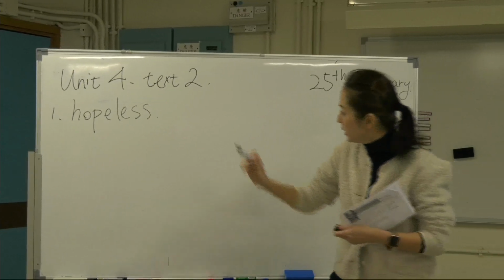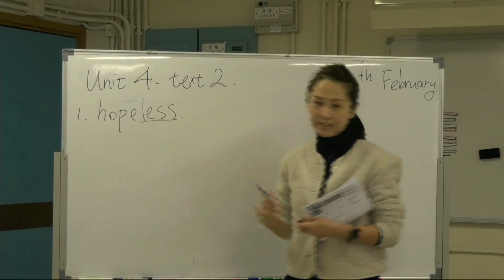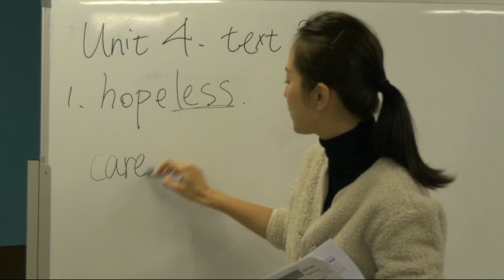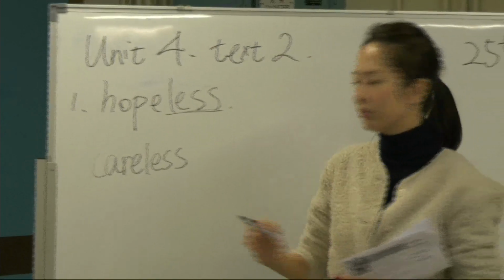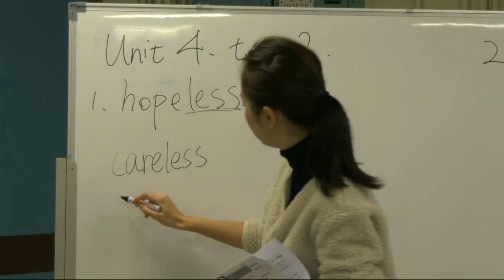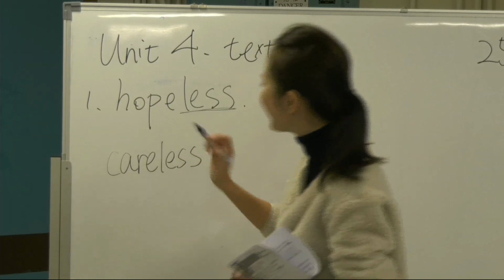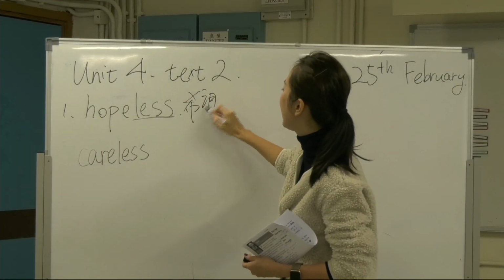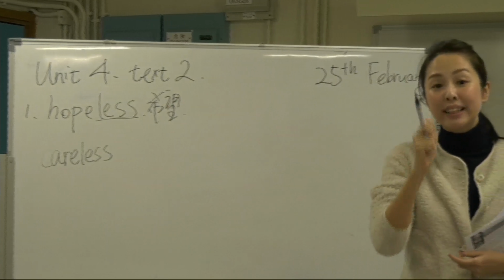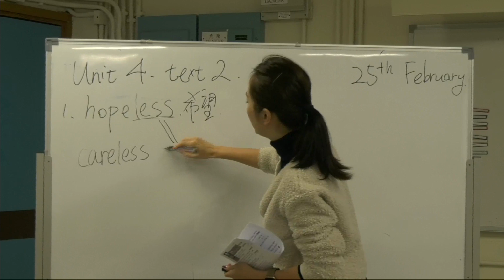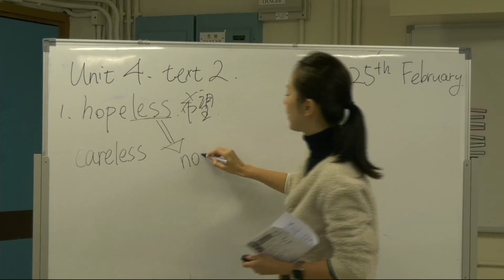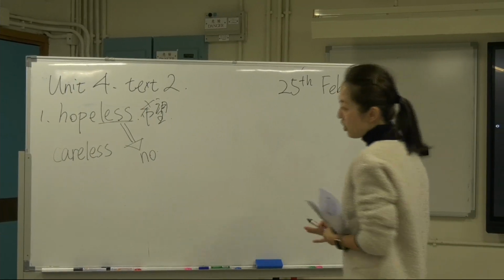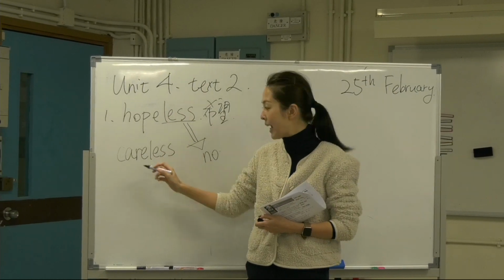Let's look at this word and pay attention to less. Do you know what is the meaning of less here? And I'll give you some more examples. Okay, so let's look at the first one, hope. What is hope? So in Chinese it is 希望, right? So if we plus less means no. So without hope. So it means 冇希望嘅, 無助嘅. And also careful and careless.